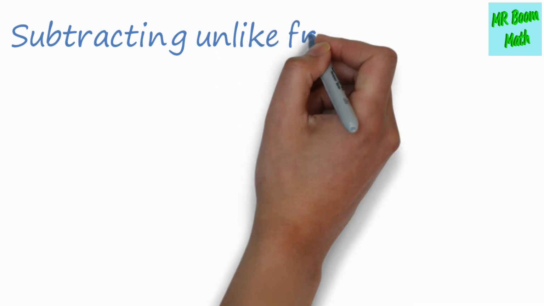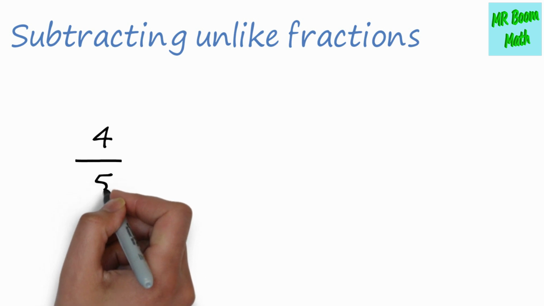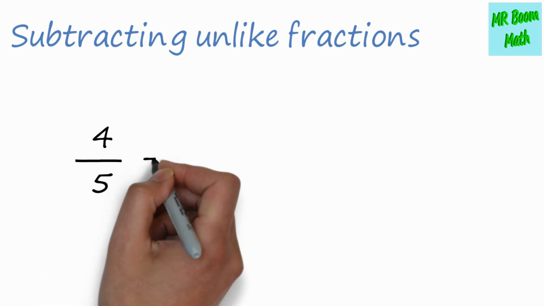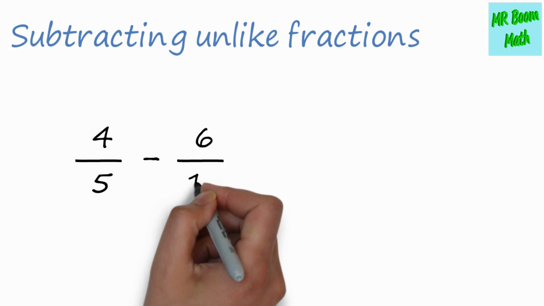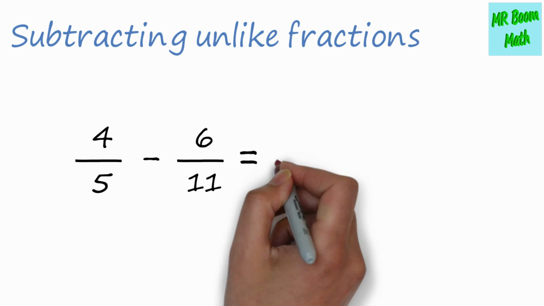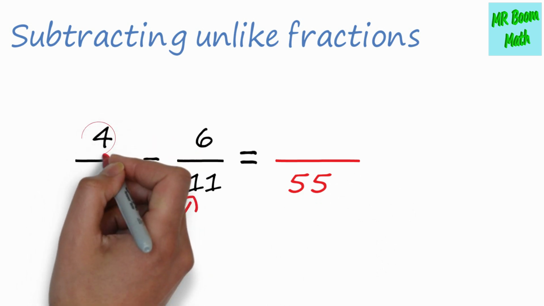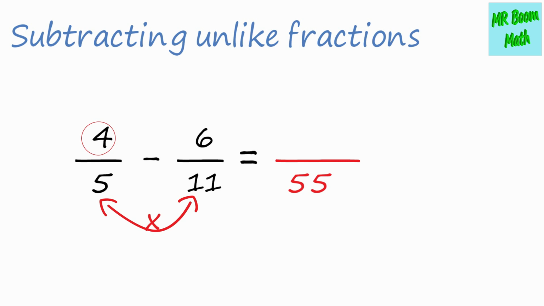Subtracting unlike fractions. Example, 4 over 5 minus 6 over 11. Notice the bottom numbers are different. So the first thing we will do is multiply the bottom, 5 times 11. That gives you 55. Multiply the diagonal, 4 times 11. That's 44. Notice we start on this left-hand side number.